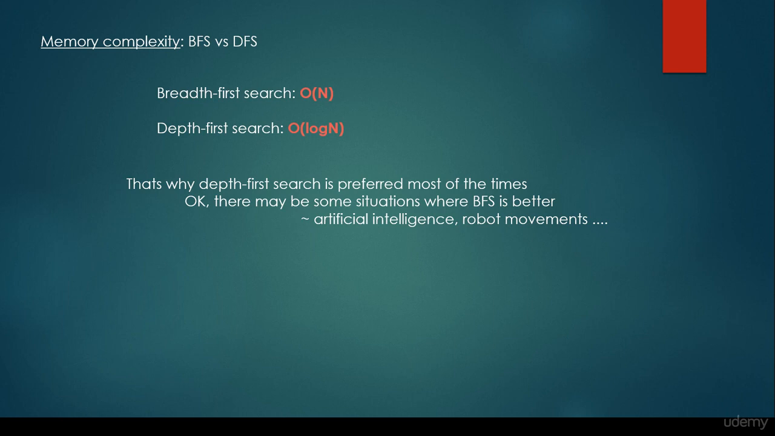Okay, it's very important that there may be some situations where breadth-first search is preferred. For example, several artificial intelligence related algorithms concerning, for example, robot movements, breadth-first search is preferred. Why? Because breadth-first search is going to discover the local environment, because it goes layer by layer. Depth-first search, on the other hand, is going to go as far as possible from the given point, and that's why for a robot movement it's not going to be feasible.